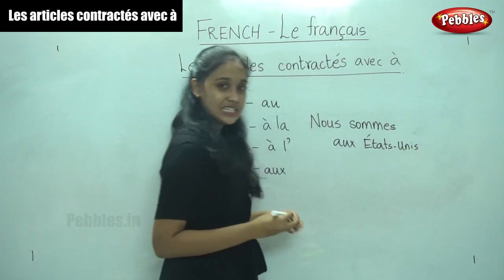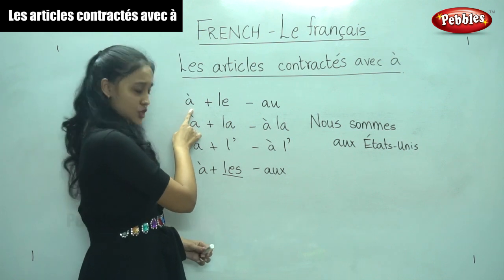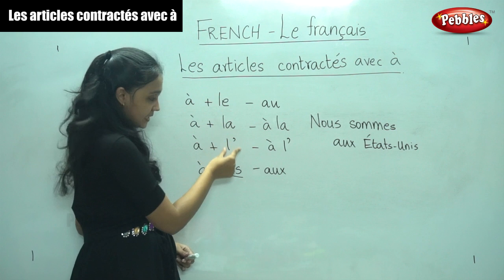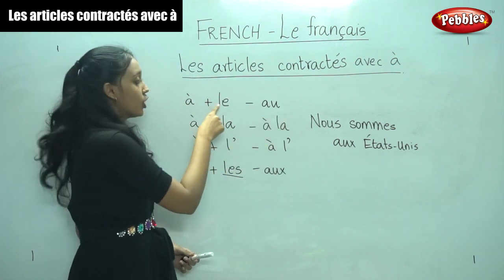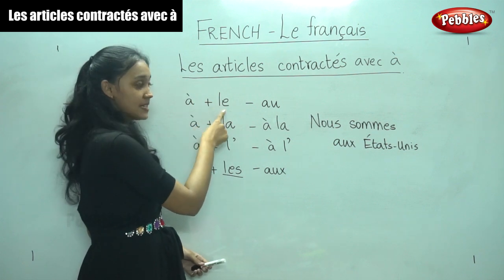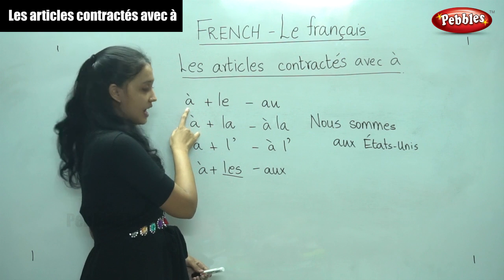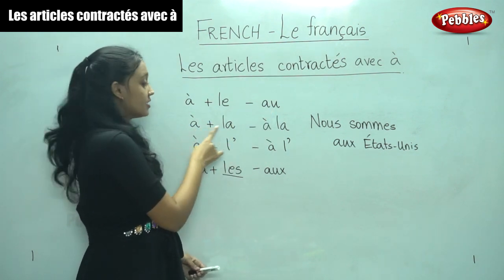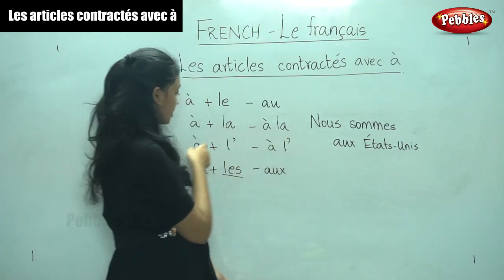So it is very easy, isn't it? Just 4 simple rules. When the preposition à comes before the definite articles, there are some small changes. When à is followed by le, à plus le, it becomes au. When à is followed by la, it remains the same, à la.